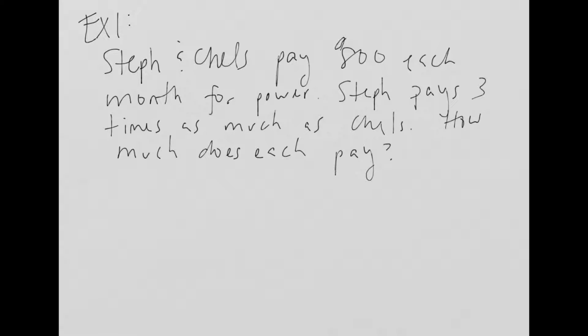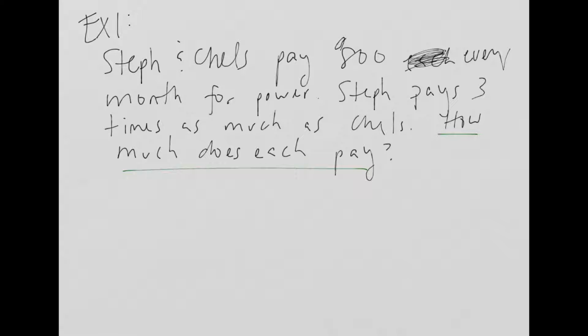But let's look at this problem. So we have Steph and Chelsea, they're paying $800, not each. That's a mistake there. They're paying $800 every month, not each month. Each kind of implies that each one of them pays $800. So they're paying $800 every month for power. And we know that Steph pays 3 times as much as Chelsea. I want to know how much does each one pay. So the first step, ask yourself, what is this question asking for? If we notice here, the last sentence, how much does each one of them pay?